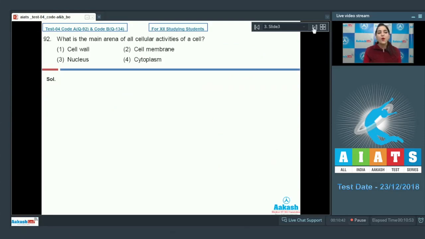Question number 92 says, which is the main arena of all cellular activities of a cell? We know, students, that cytoplasm is the hub, is the place where all the cellular activities do happen. I can clearly see it's a very simple question. I will tick mark this question and I'll write here. The answer is 4, that is cytoplasm, where all the activities happen to take place. Let's move further to question number 93.